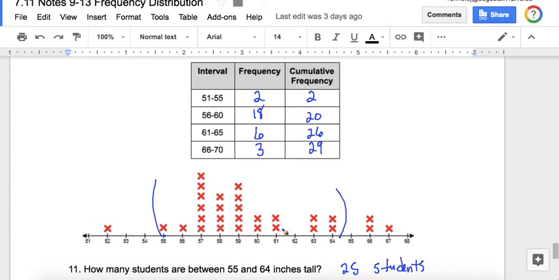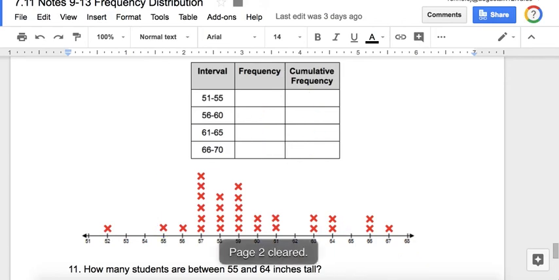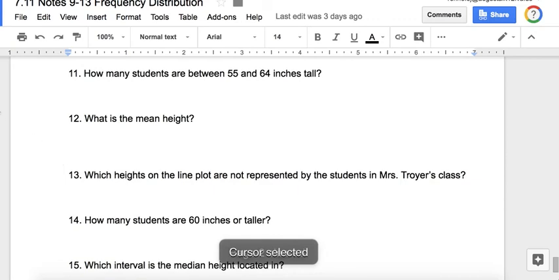Now it says, what is the mean height? So what I would have to do is add the height of all the students. Now, look here. The height is 52, so I'd have to have 52 plus 55 plus 56 plus 57 plus 57 plus 57 plus 57 plus 57 plus 57. I'm going to save you a lot of time. I've already done the calculations for you. So when I add up all those heights, I get 1,727, and there were 29 students in all.